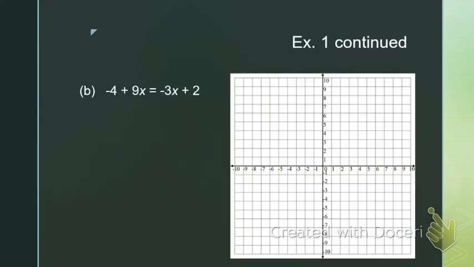You worked letter B with your partner. Let's start by writing down the equation. All right, Jakari, what equation did you guys write down first?